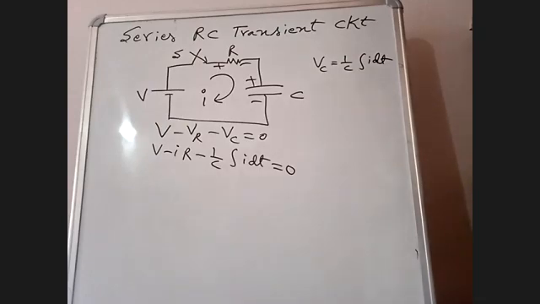What is the voltage across inductance? There is no inductance here, but what is the voltage across inductance? VL is equal to L into di by dt. In the RL transient derivation, we have derived this. You have to practice the derivations. If you are not practicing the problems and derivations, you can't remember these things. Now see here.